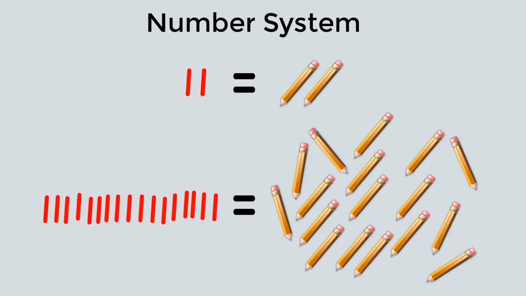Instead of creating a new symbol for every possible quantity, we can use a small set of symbols and combine them in a structured way. Let's build a simple number system. Suppose we want to count pencils on a desk. We will use only 4 symbols. These symbols represent 0 pencils, 1 pencil, 2 pencils, and 3 pencils.